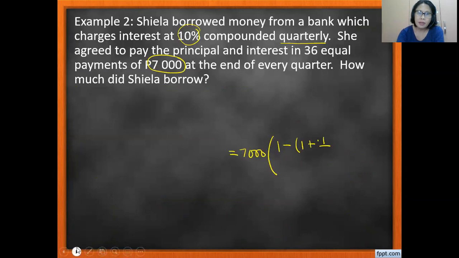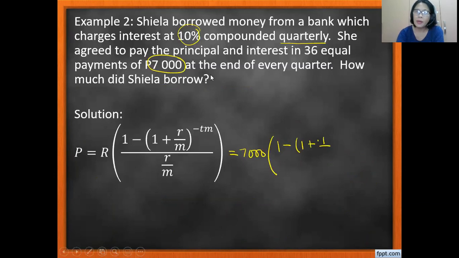Next, Sheila borrowed money from a bank which charges interest at 10% compounded quarterly. She agreed to pay the principal and interest in 36 payments of 7,000 at the end of every quarter. So this is a quarterly payment. This is not 3 years. Instead, we have 4 quarters in a year, so we divide 36 by 4. So this is a 9-year loan.